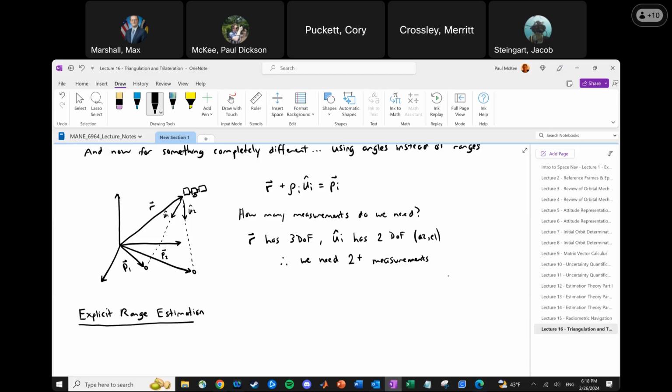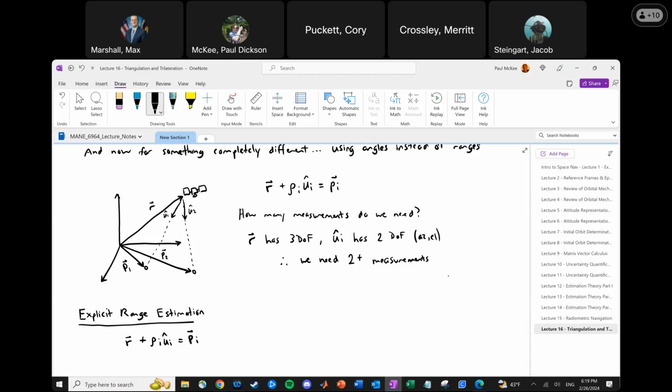All right. So how do we do this? Well, we're going to start with the problem, just like we have written up above. R plus rho_i u_i is equal to p_i. And so there's basically two ways to solve this.